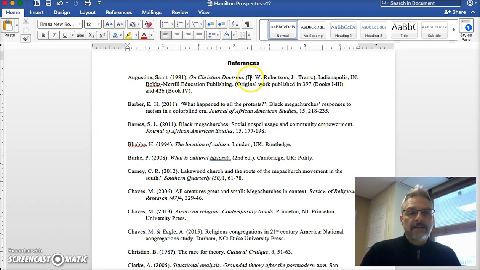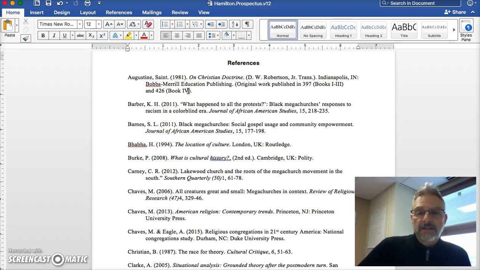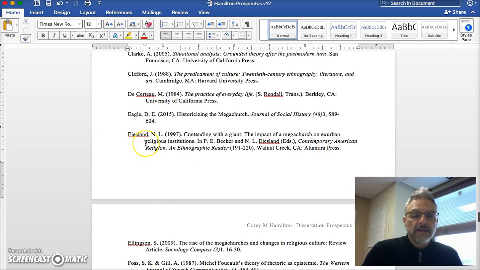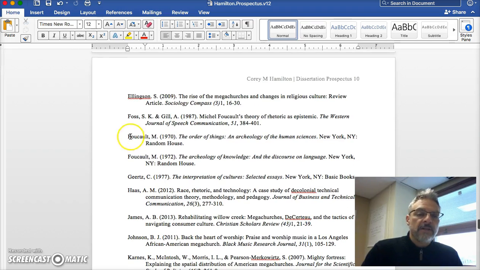So I've got the city, state. I have the colon, where it came from, and this particular one is a little odd because it was originally published in 426, books 397 for books 1 through 3, and 426 for book 4. So the hanging indent, what I want to demonstrate here is that in this space, where you end on the very first line, it comes down, and then all subsequent lines, whether there be 2 lines or 3 lines, follow. Here's one that has, again, 2 lines, but notice the hanging indent.